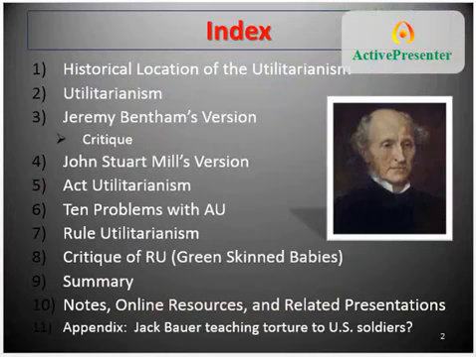Alright, what are we going to do? We want to locate this theory in a broader context of our other theories. We're going to look at two influential utilitarians, Jeremy Bentham and John Stuart Mill. And we will look at act utilitarianism, arguments for it, and then 11 arguments against it.